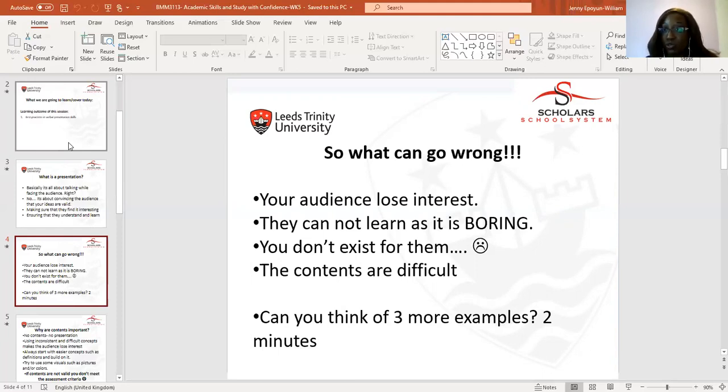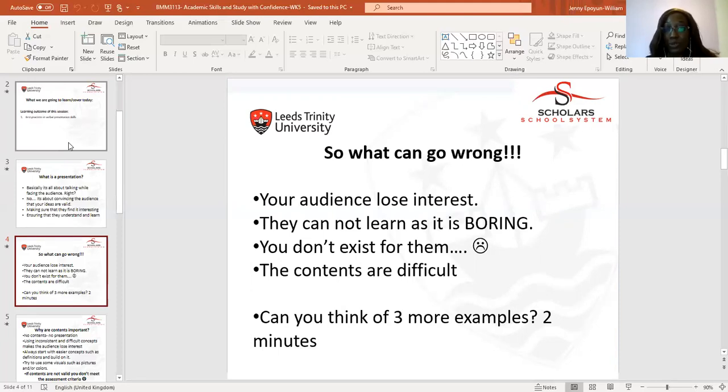One good way of doing that is to make sure that the contents are simple. So we use the KISS concept, K-I-S-S, keep it simple, stupid. So they see it as very simple, they follow it, and they will find it engaging.